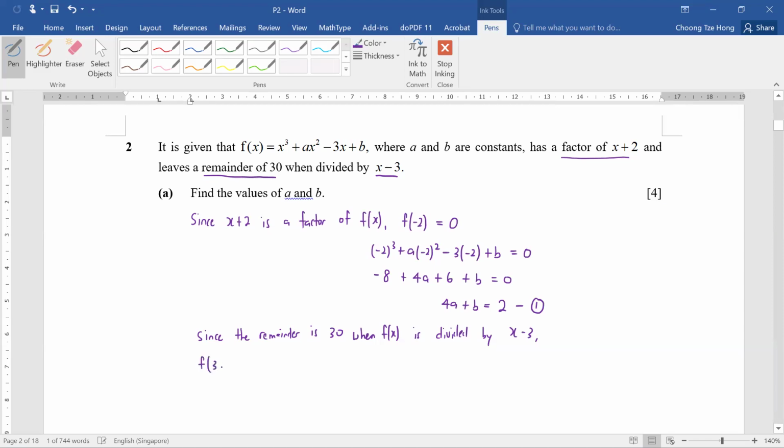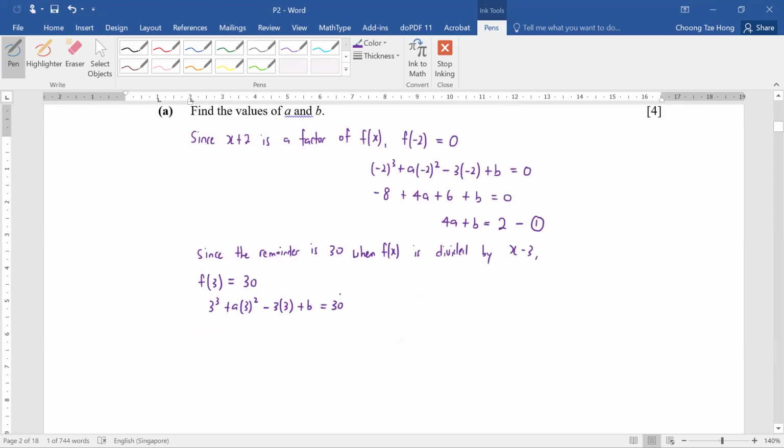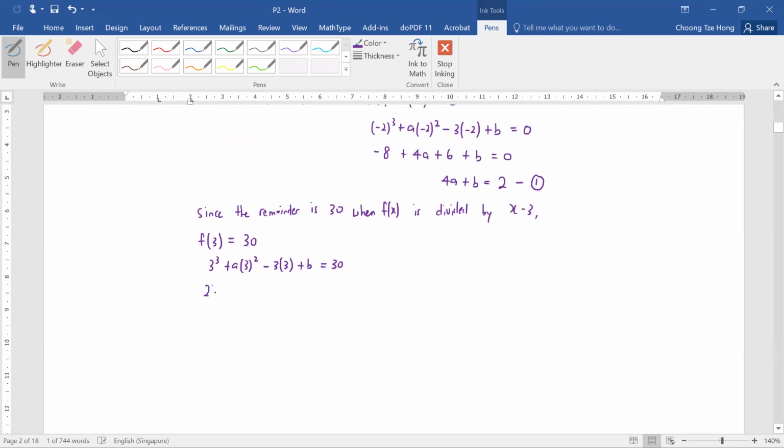f(3) is going to be equal to 30. So we're going to sub 3 inside x. So 27 plus 9a minus 9 plus b is going to give us 30. Let's simplify a bit first. 27 plus 9a minus 9 plus b equals 30. Same thing, leave the letters on this side and bring the numbers to the other side. 30 minus 18 gives you 12. So this will be equation 2.